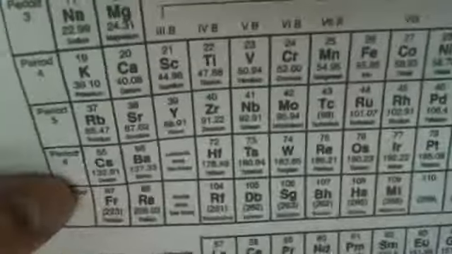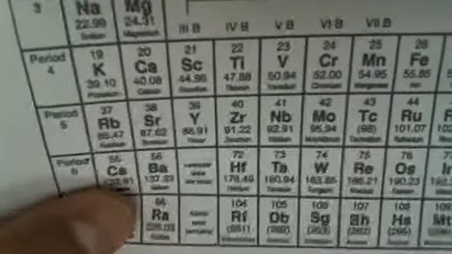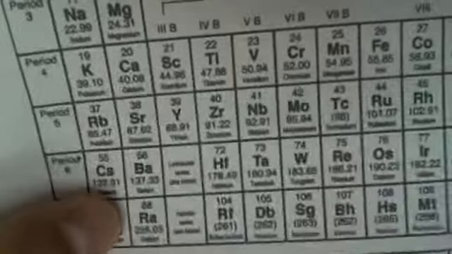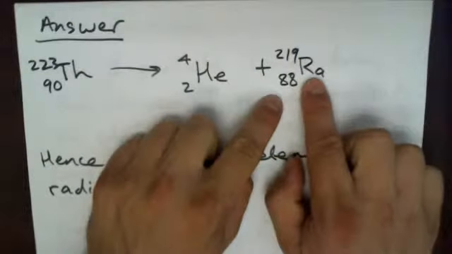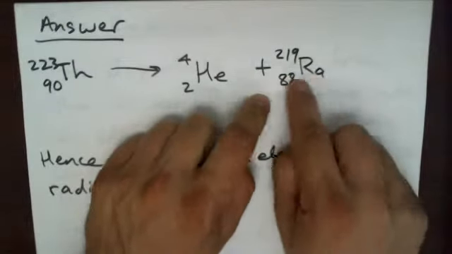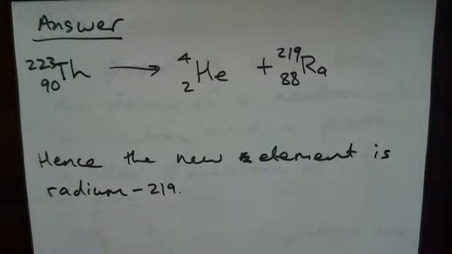And if you look there, you'll see just near my thumb we have radon and radium, and radium's got this atomic number of 88. And so that's how I know that's going to be the element there. And so that would be the answer. Radium-219 is going to be the product from thorium-223 emitting an alpha particle.